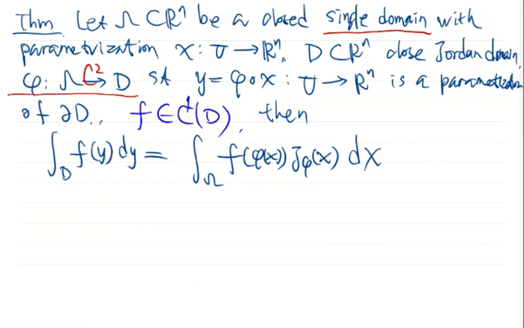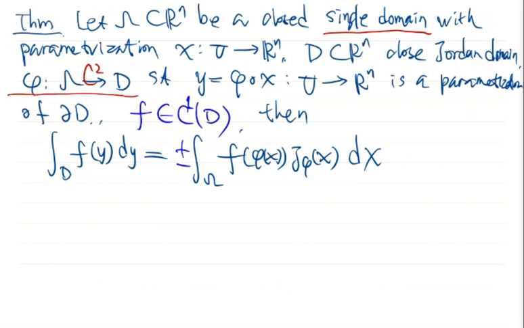So this is the change of variable formula, and the Jacobian determinant is not enclosed by an absolute value. So we need a positive or negative sign in front of this integral. For some maps phi, you take a positive sign. For other maps phi, you need to take a negative sign.